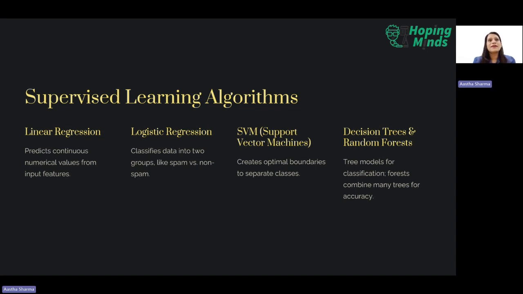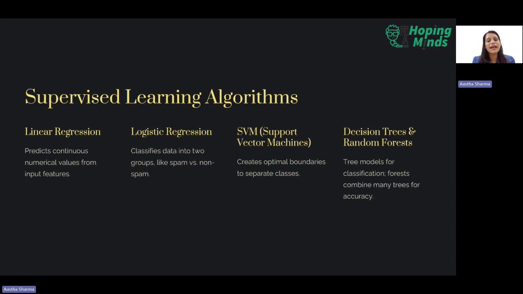An example is a student's exam score based on the number of hours that student has studied, right? So this is an example of, the more you study, the higher the score is going to go. Similarly, let's move to logistic regression.